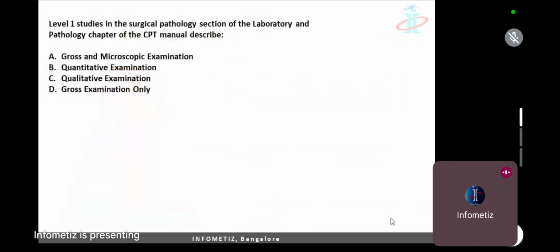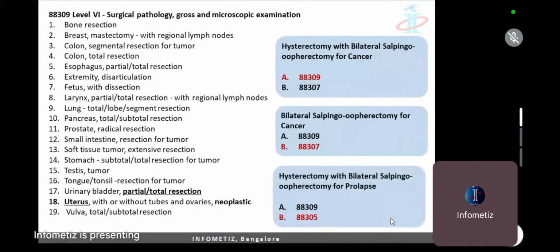Good? Now, write a few medical terminologies.